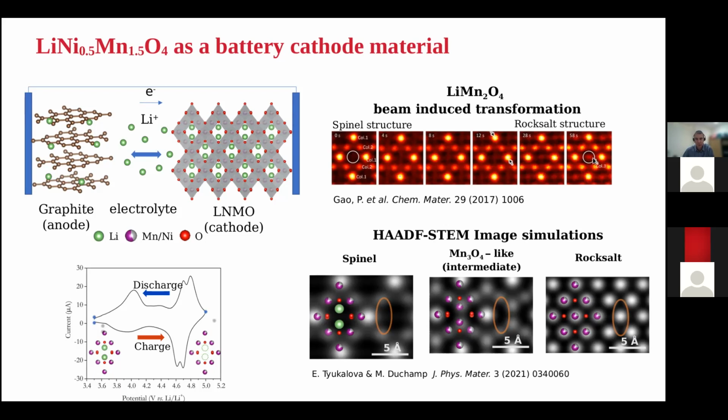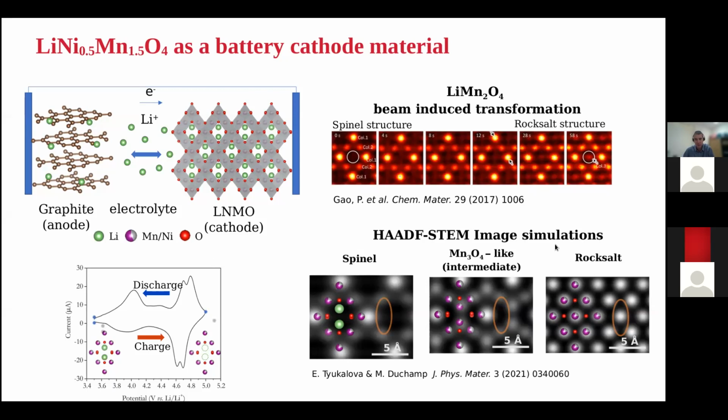So we want to follow basically this specific position and see how it degrades with the number of cycles. We did some simulation of the possible structures that can be found in LNMO. So we have the spinel structure, which is the one that we want, where we can clearly see the lithium columns. Then there is the intermediate structure, which is similar to the spinel structure, but the lithium atoms have been replaced by manganese or nickel manganese atoms. So they also forbid the diffusion of the lithium into the cathode material.